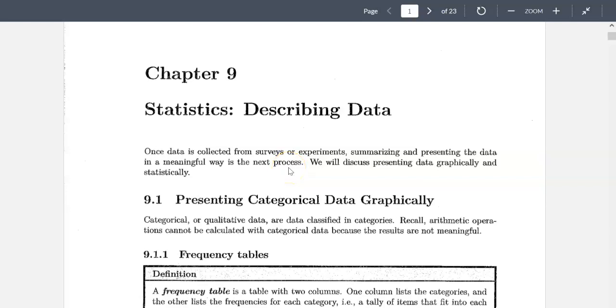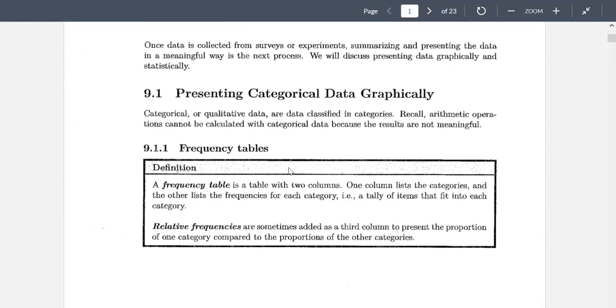In Chapter 9, we're going to learn how to describe data through tables and graphs. So the second step of statistics is organizing your data. In Chapter 8, we learned how to collect data. Now we're on to organizing data. When we organize data, we're going to organize it into a table or a chart. Let's start with tables, so a frequency table.